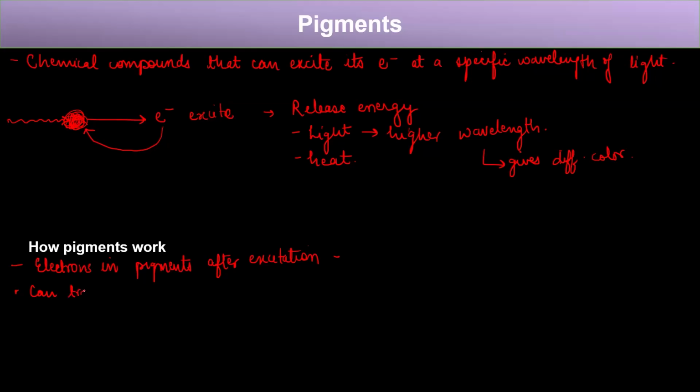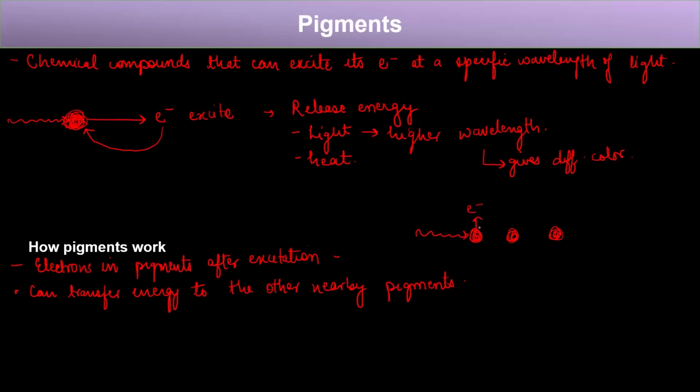So they can transfer energy to the other nearby pigments. Suppose this is pigment 1, this is pigment 2, this is pigment 3, and pigment 1 is receiving light. So its electron will get excited. Now it will transfer its energy to the nearby second pigment, and then it will transfer its energy to the third pigment. So the electrons in the pigments after excitation can transfer energy to the other nearby pigments.